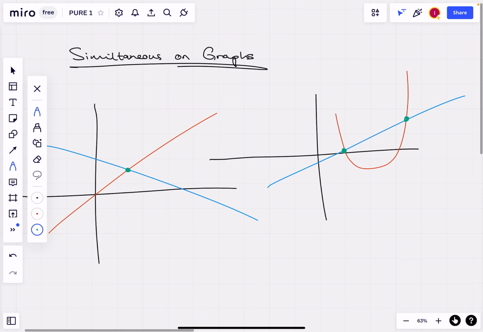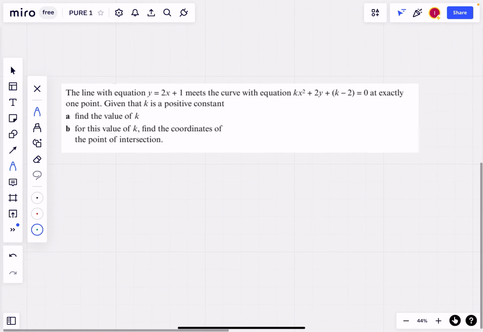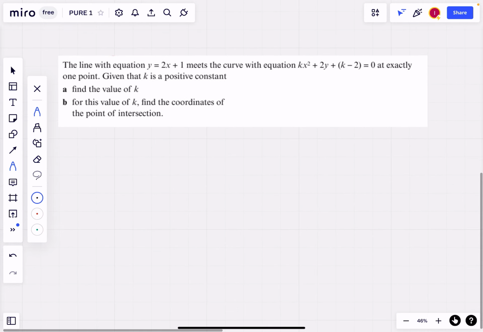I don't want to go through that, just because it's fairly straightforward. I want to tackle the slightly harder questions. So for example, something like this. The line with the equation y equals 2x plus 1 meets the curve with the equation y equals kx squared plus 2x plus... at exactly 1 point. Given that k is a positive constant, find the value of k. Okay.